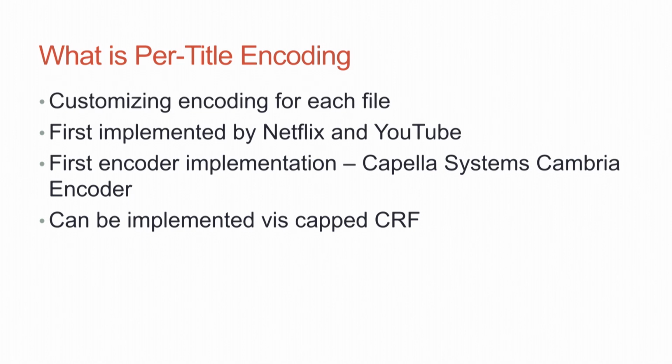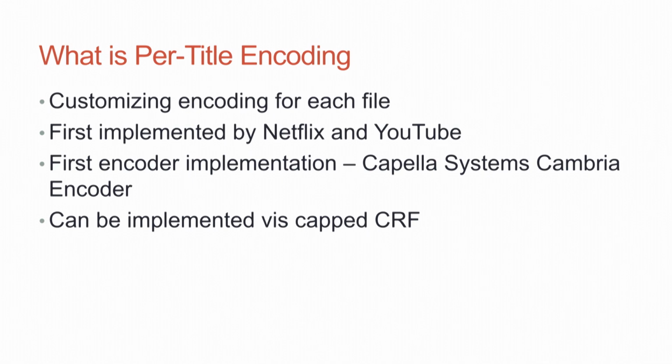So if you're encoding a soccer match, you use a different bitrate ladder than you would if you're encoding a talking head video. And it was first implemented commercially as per title encoding by Netflix and YouTube. Netflix came out with kind of a seminal blog post in December of 2015, and then YouTube had been doing it for a while but didn't publish any results, and they published some results in March of 2016 at a quality conference in San Francisco.